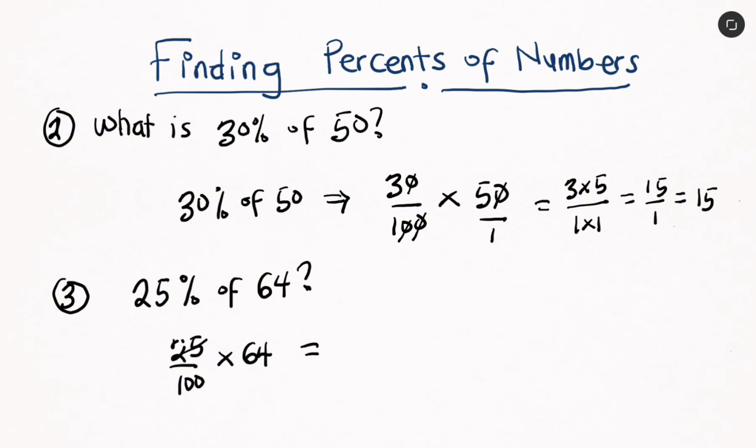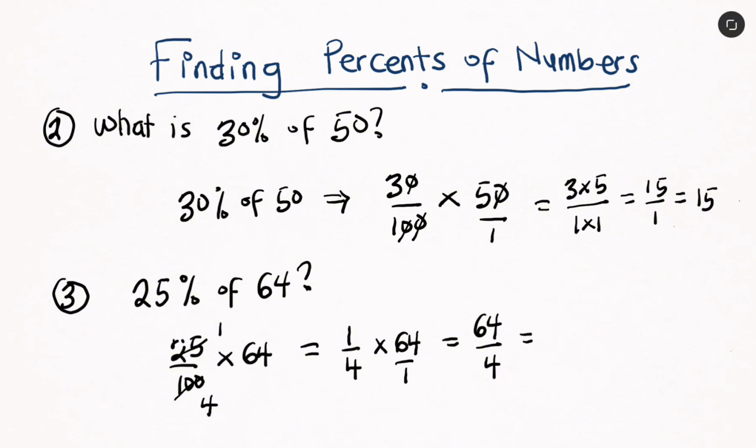25 will go into itself once, and then it will go into 100 4 times. What it means is that 25 will divide itself once, then 25 will divide 100 4 times. That is simplification of fractions, or how to simplify fractions. So 25% or 25 over 100 becomes 1 over 4 multiplied by 64. Okay, and this is equal to, mind you, the 64 also has 1 as a denominator. So this becomes 1 multiplied by 64 will give me 64, divided by 4 multiplied by 1 will give me 4 at the bottom over here.